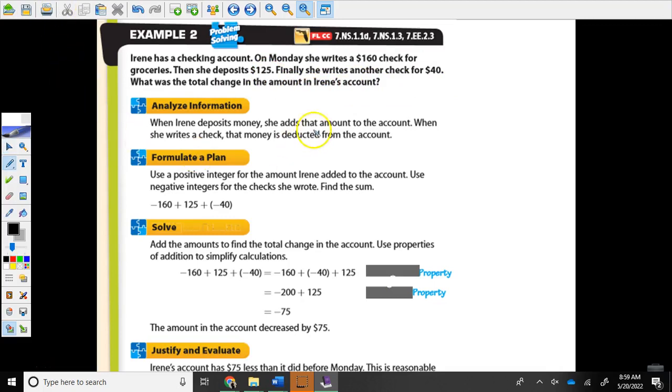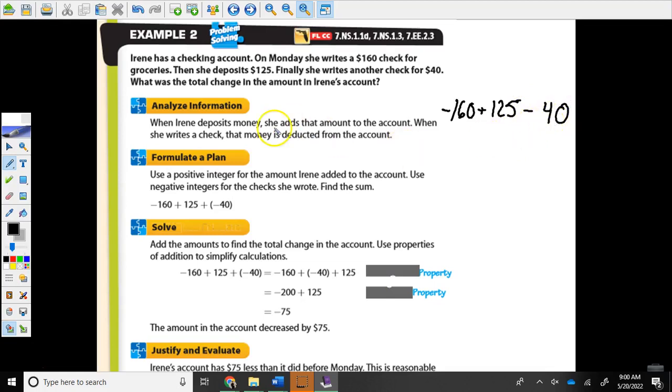So, when you write a check, you are losing money. You are giving money away. Okay? That is bad. We don't ever want to give money away. Okay? So, writing a check, that'd be -160. Okay? But then she deposits 125. So plus 125. And then she's going to write another check for $40.